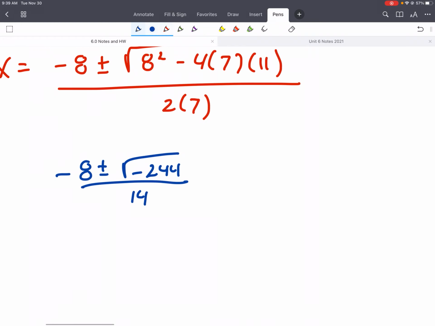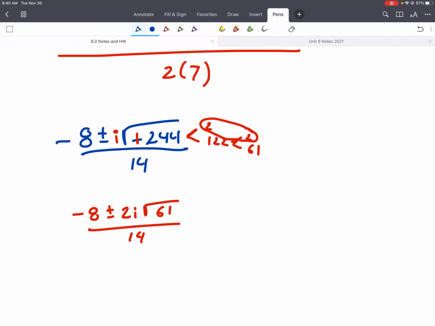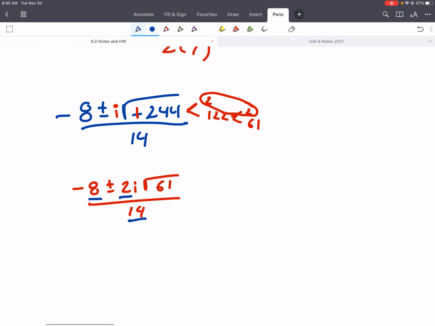Okay, now we'll simplify the root. Okay, we have a negative, will give us an imaginary. And then factor tree, we could do 2 and 122, 2 and 61. 61's prime, so we can't do anything from that. So we got negative 8 plus or minus 2i square roots of 61 over 14. And then last thing is to simplify your fraction. What can we divide 8, 2, and 14 by? Well, that would be 2. So we get negative 4 plus or minus 1i, or just i, square roots of 61, all over 7.